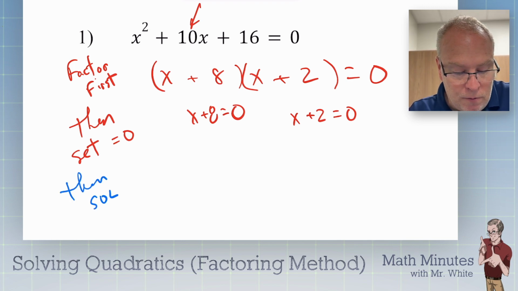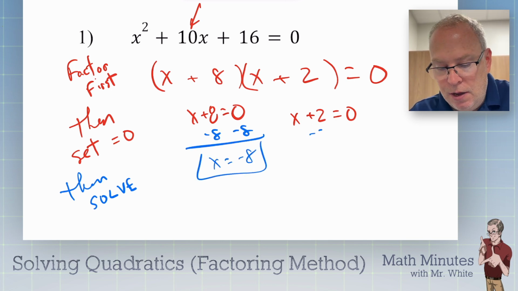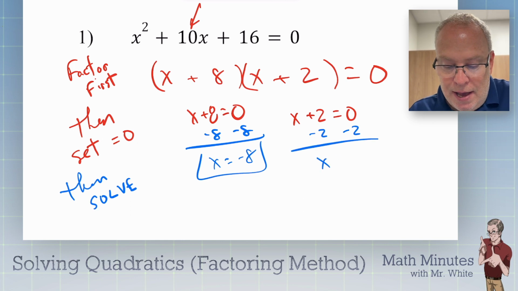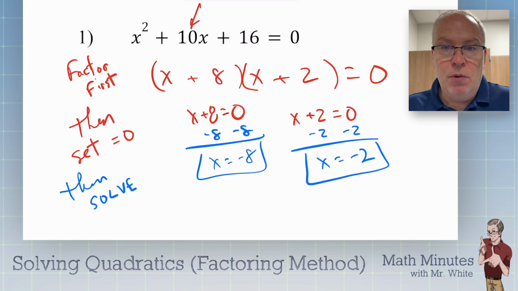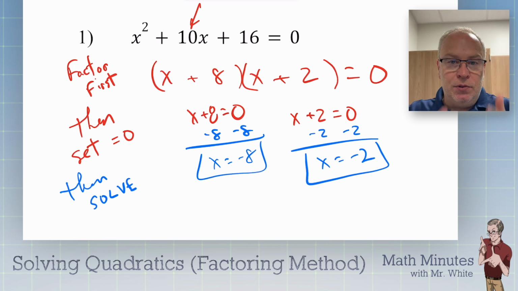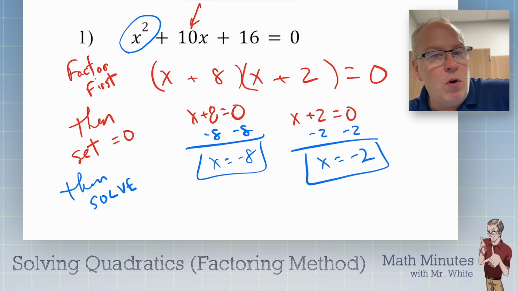Then solve. So we subtract 8 on both sides, we get x equals negative 8 is one of the answers. If we subtract 2, we get x equals negative 2 as the other half of the answer. There, we're done. We just found two answers that if you go back and plug it in, you could try it. Plug them in up here and they're going to work.